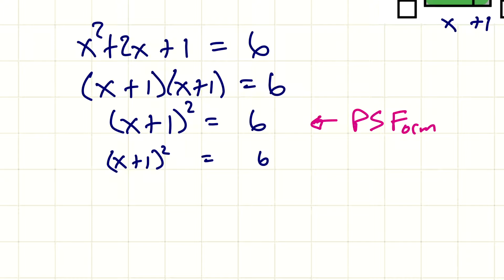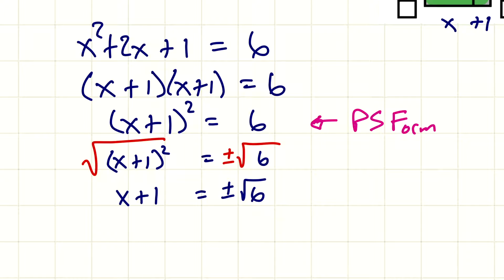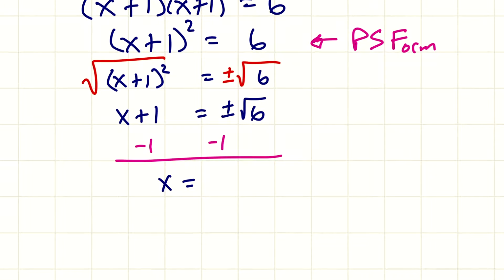Let's take the square root of both sides, plus or minus the square root, and we're left with x plus 1 is equal to plus or minus the square root of 6. We're going to subtract 1 from both sides so we can get x by itself. We're still trying to get this x by itself, and we're left with x equals -1 plus or minus the square root of 6.